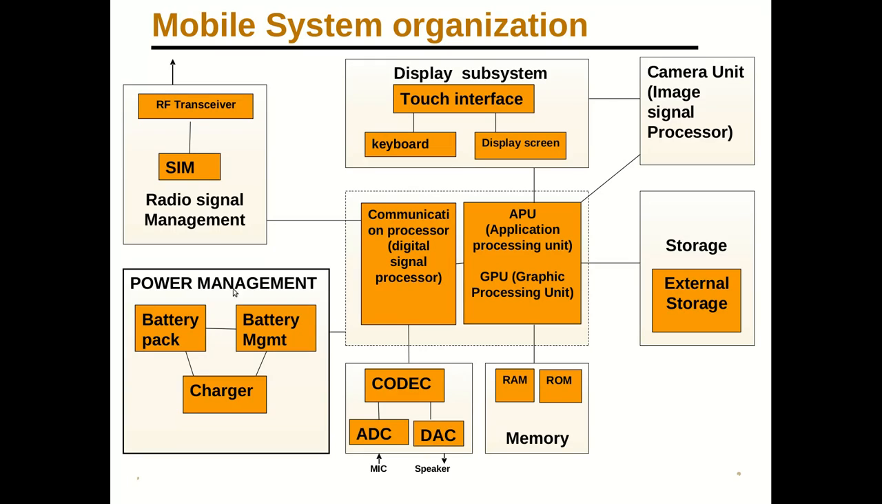The last and important one is called power management. This power management consists of again three subsystems. One is the battery pack. The battery pack is a power backup which provides the electric power to the system. And battery management is a system which manages the overall battery power within your mobile phones. And then the last unit is called the charger. That charger provides a charging system to your system.